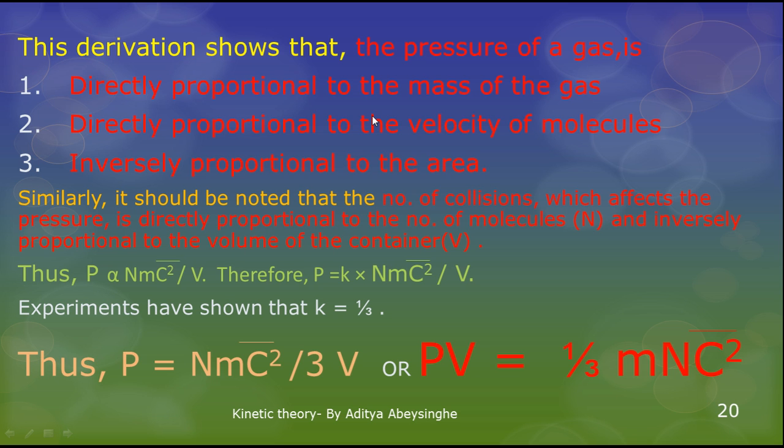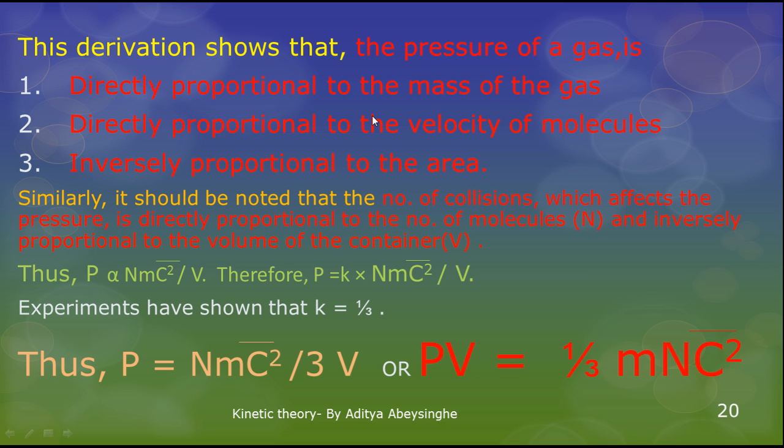So you can remove the direct proportionality by equating it with a constant. So I'll use the constant k. So P is equal to k times nmc squared bar over V. So experiments show that k is equal to 1/3, right? You can prove it using some experiments. So that is actually an experimental part. So k is equal to 1/3, that has been proven already. So P is finally nmc squared bar over 3V.